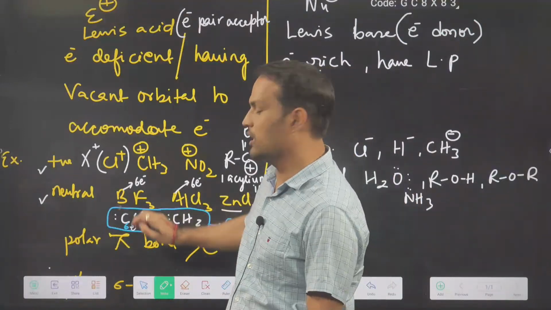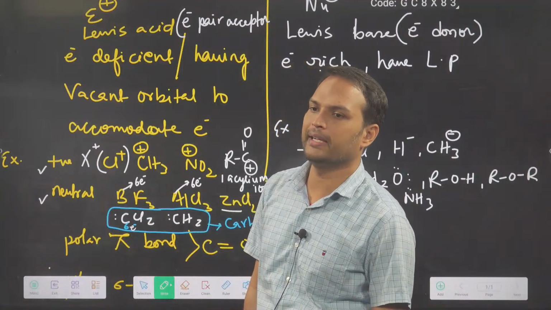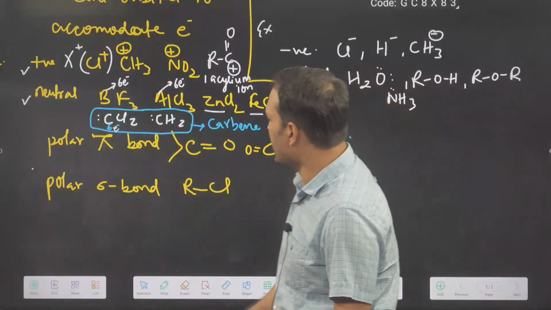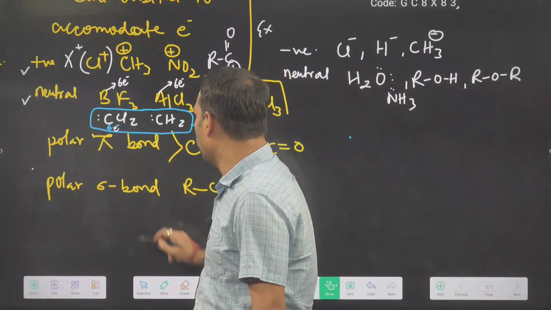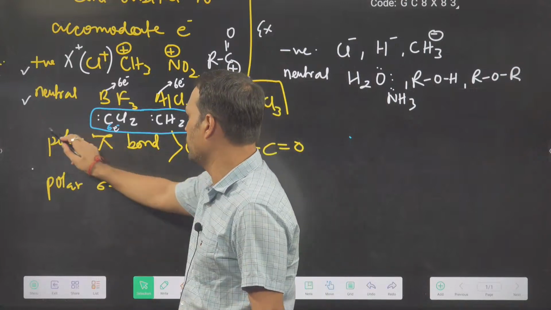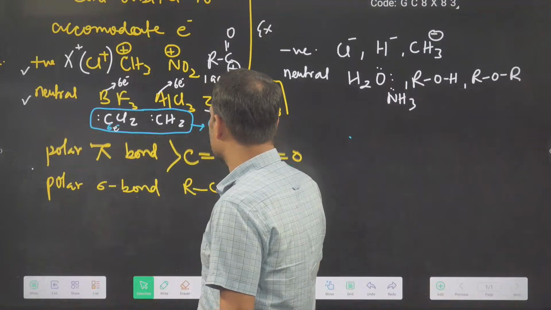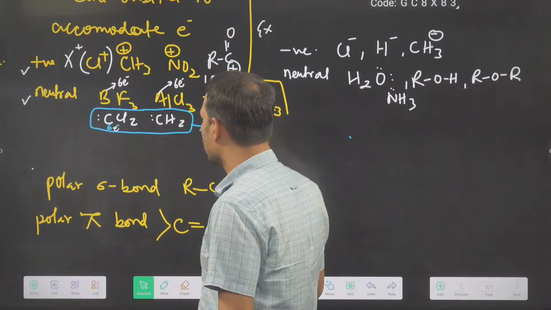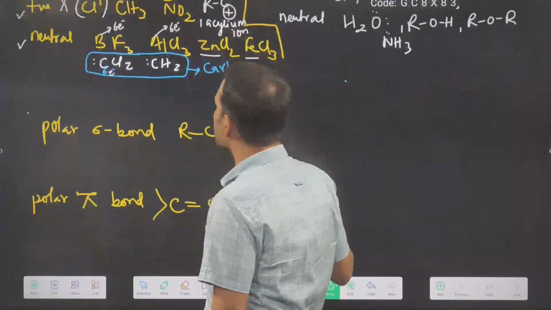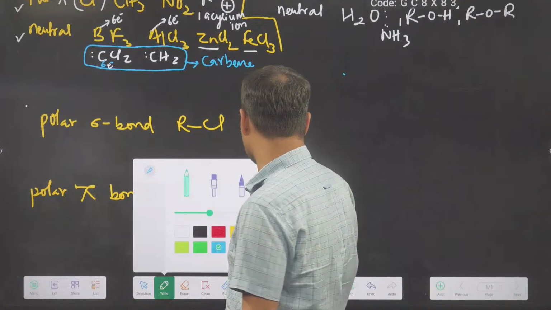You will think, sir, CCl2 has a lone pair. Wrong. So keep this in mind. Clear with this point? Then they are saying there are some polar pi bonds also, which can act as electrophilic centers.